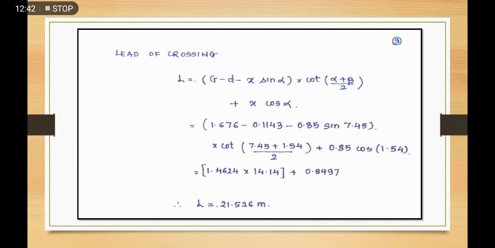And lastly, calculating the lead of crossing. L equals, the formula is written, substituting all the values, the gauge length, heel divergence, straight arm, alpha and beta, we get the lead of crossing as 21.526 meters. So this is the total solution for determining the radius of turnout and lead of crossing for case number 1, that is where the value of x is given.